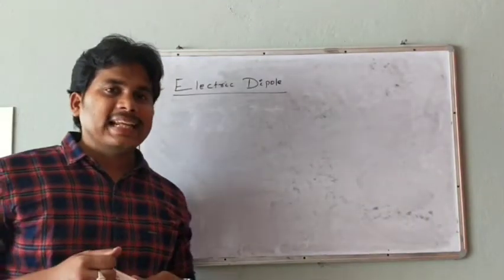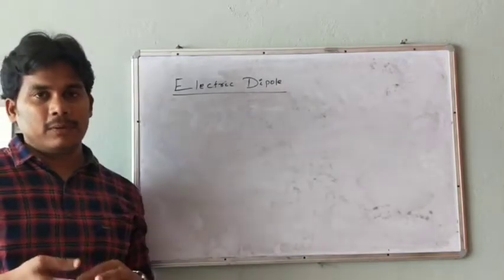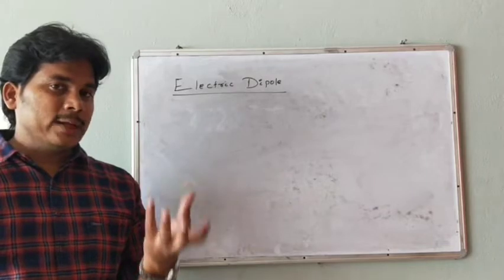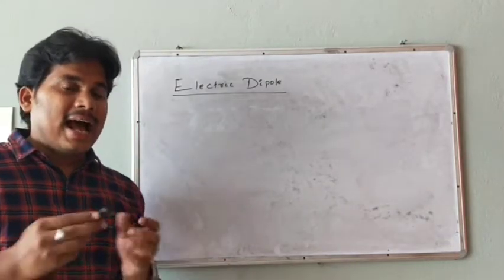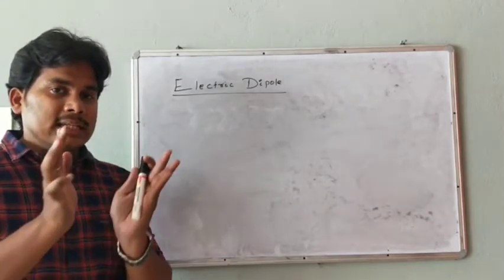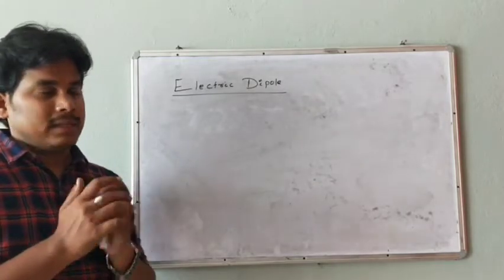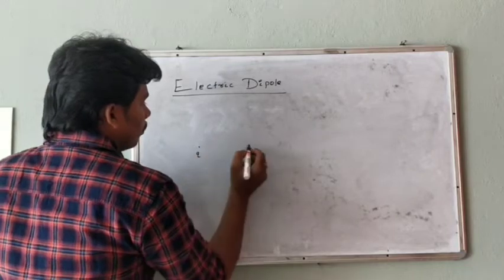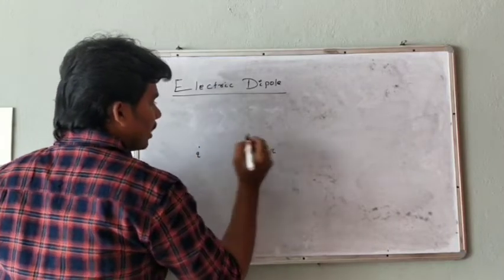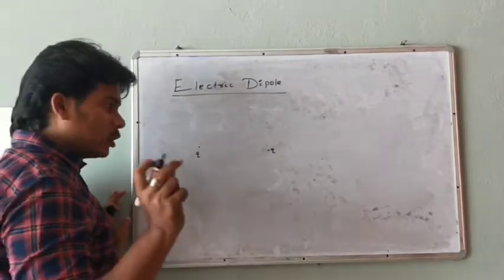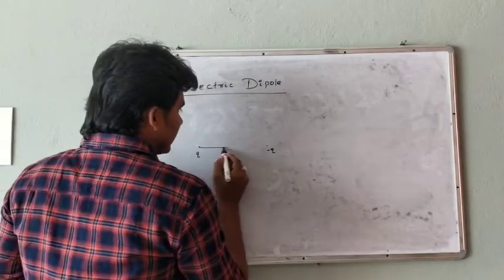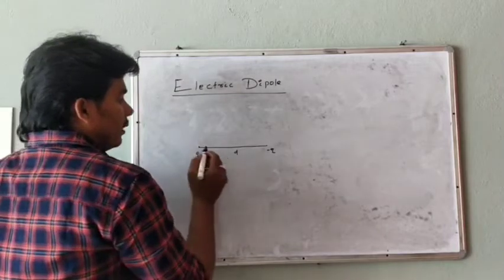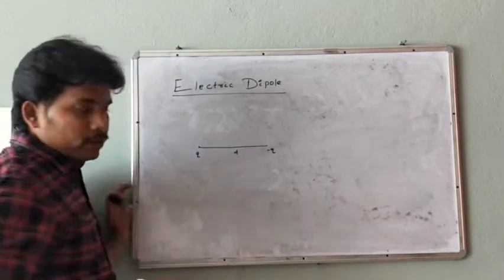Now we'll understand the electric dipole. What is an electric dipole? It is a combination of two charges. Two equal and opposite charges are closely placed with each other. Think of two charges, plus Q and minus Q, at some distance apart. Let this distance be d. Then this is called the dipole.